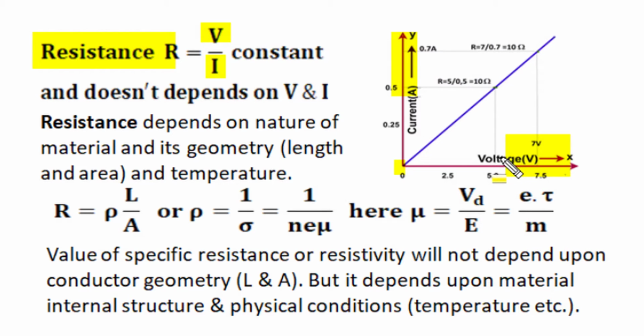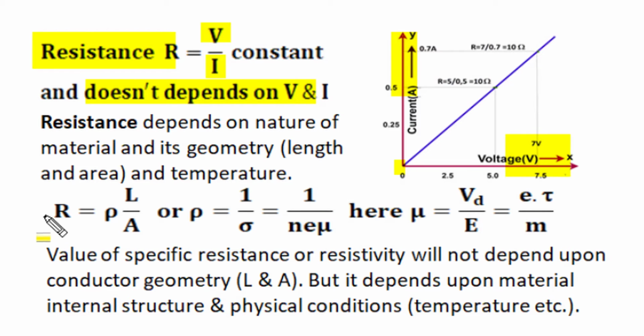And in this characteristic, you will find that slope is everywhere the same and the resistance is inverse of the slope of this characteristic, and we can say the ratio of applied voltage and flowing current is the same at all positions, and resistance is a constant and its value doesn't depend upon applied voltage or current passing through it.